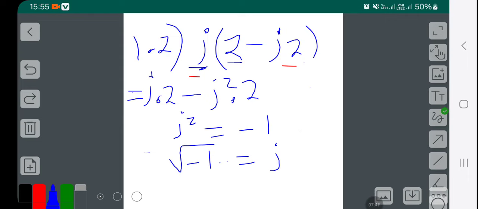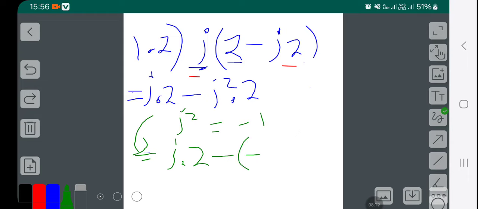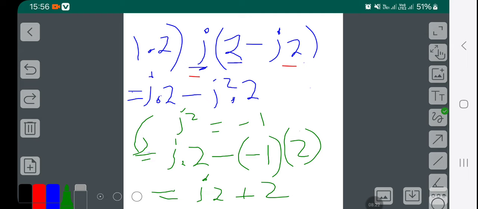So what do you do here? Let's simplify. Since I said j squared is equal to -1, I'm going to continue from this step. I'm going to say j multiplied by 2 minus j squared, I can say it is -1, then multiply by 2. So which means I'm going to get j2 plus positive 2. Now this is your complex number.